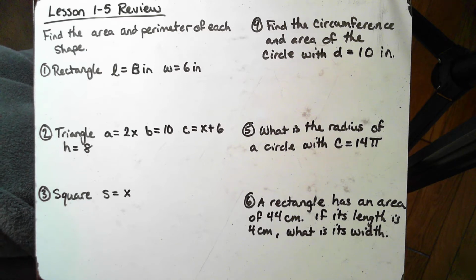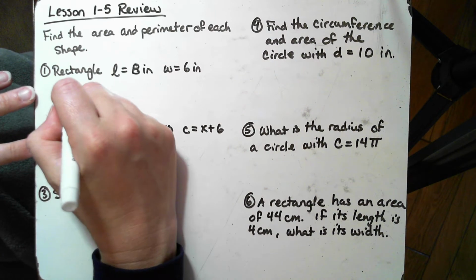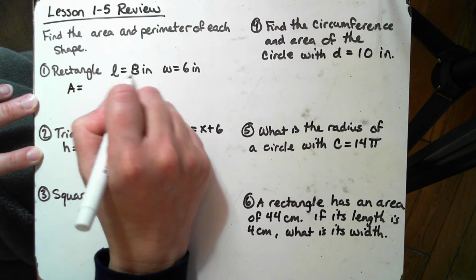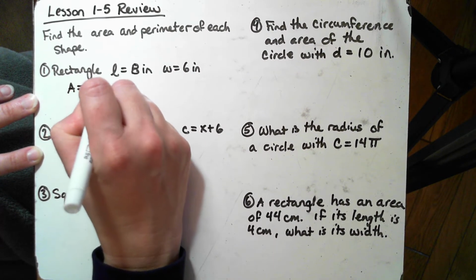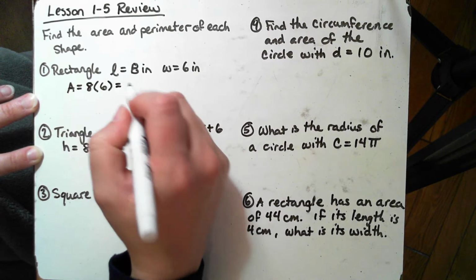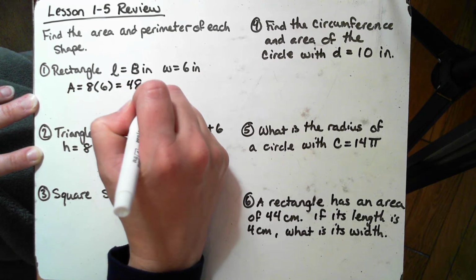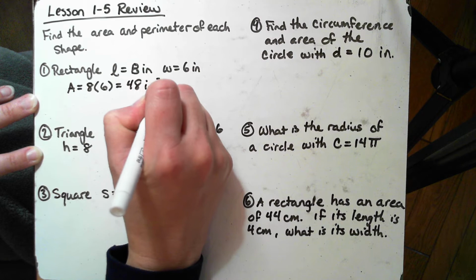So in example 1 here, we need to find the area and perimeter of a rectangle with a length of 8 inches and a width of 6 inches. The area formula is length times width, so I just have to do 8 times 6. 6 times 8 is 48, so it's 48 inches squared.